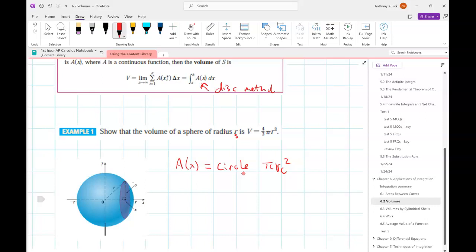So if I look at my drawing here, this y value here is the radius for that cross-section, right?